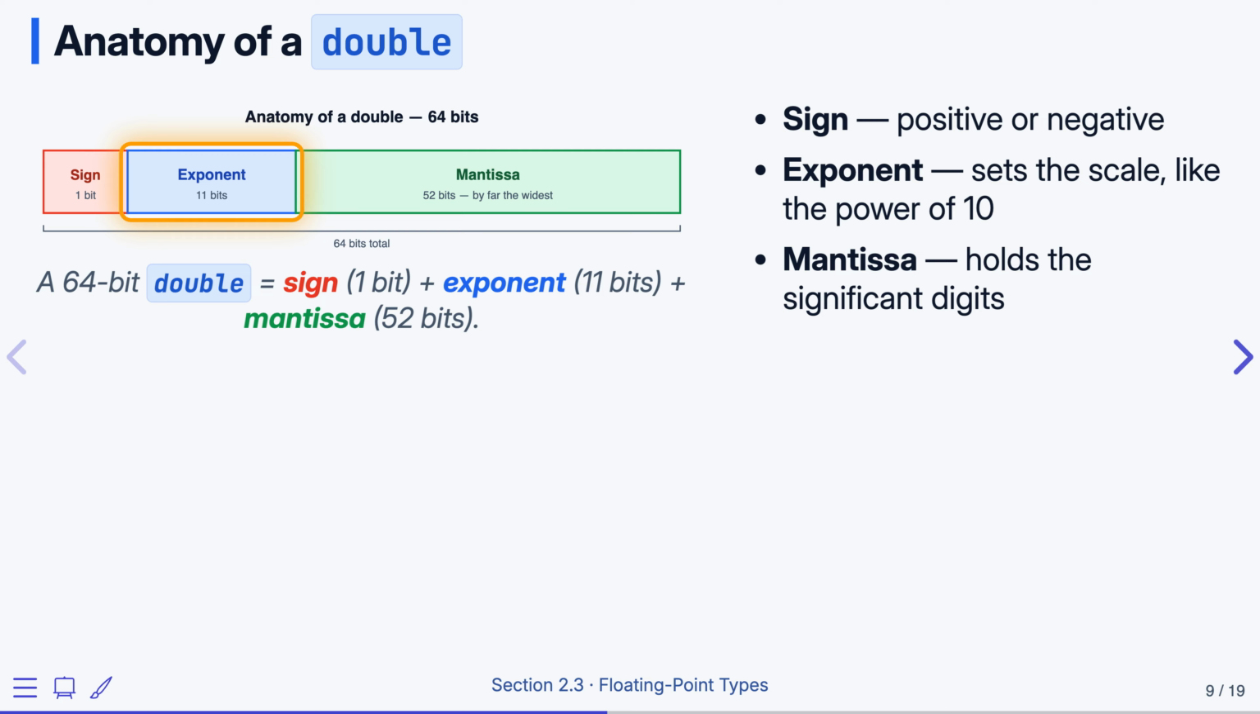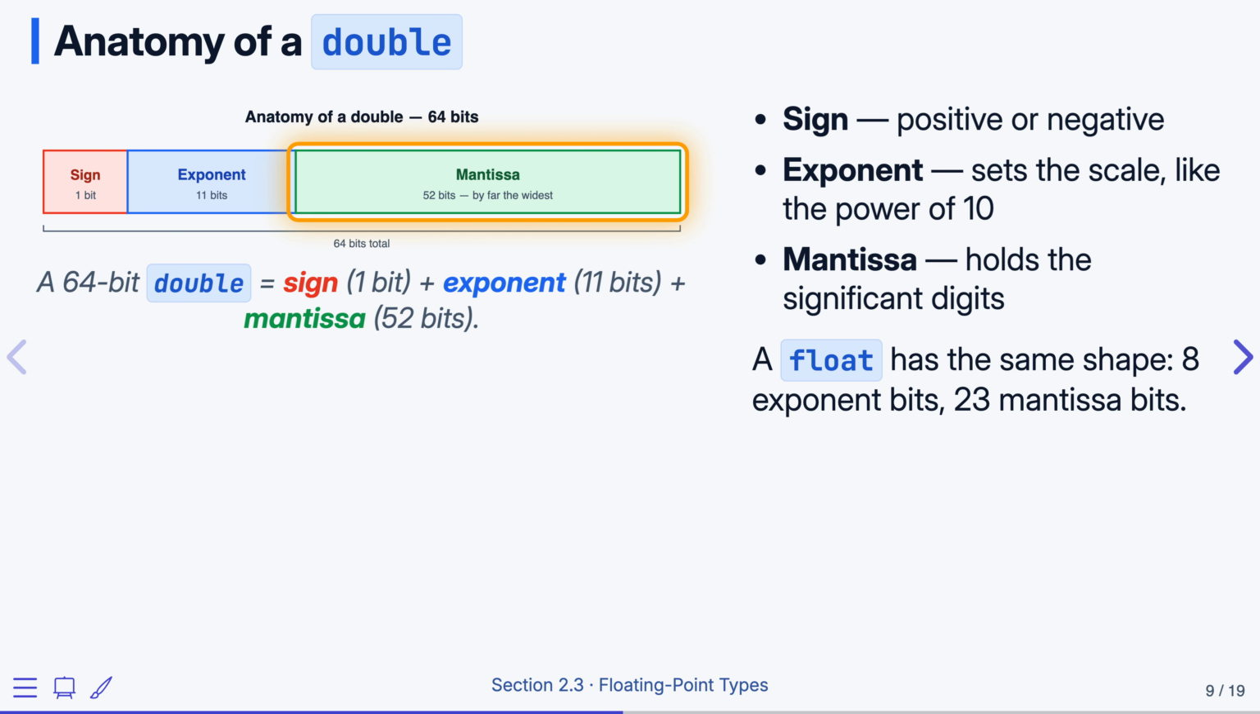The next field is the exponent. It is 11 bits. The exponent sets the scale of the number, like the power of 10 in scientific notation. The last field is the mantissa. It is 52 bits, so it is by far the widest. The mantissa holds the significant digits. More bits here means more precision.